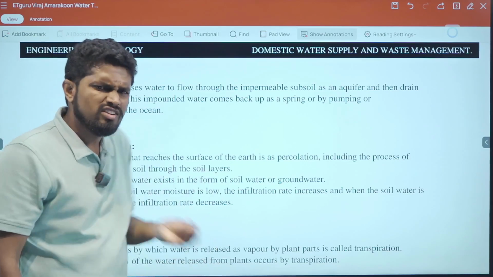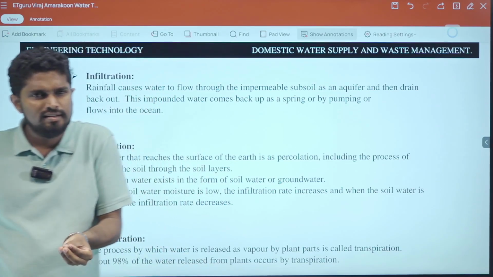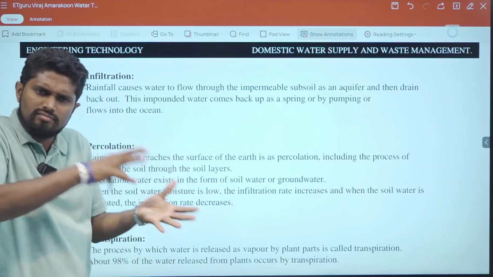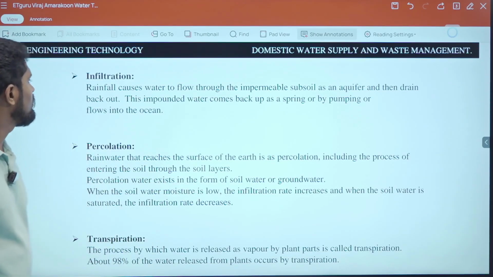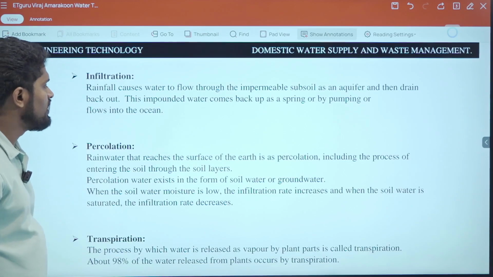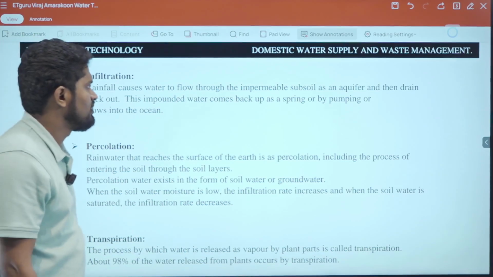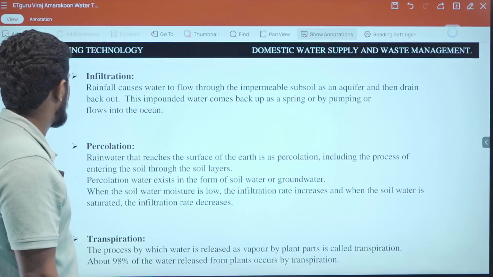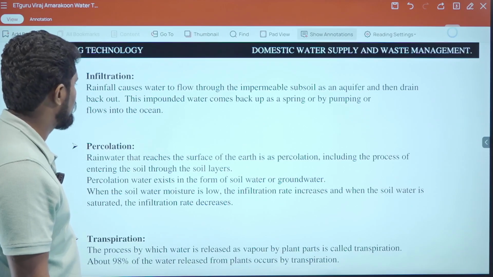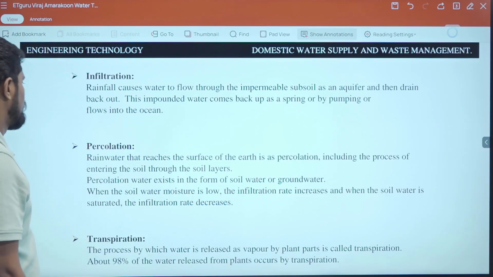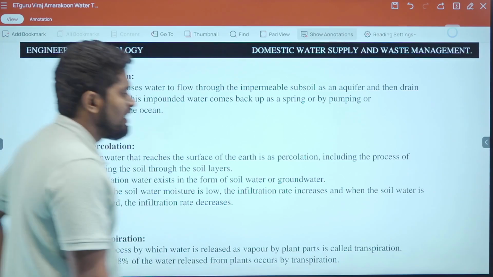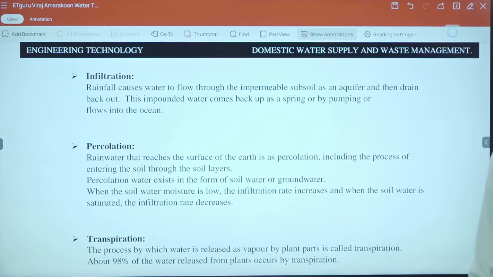Infiltration. Rainfall causes water to flow through the subsoil as aquifers and then drain back out. This water comes back up by pumping or flows into the ocean. Okay. Infiltration.